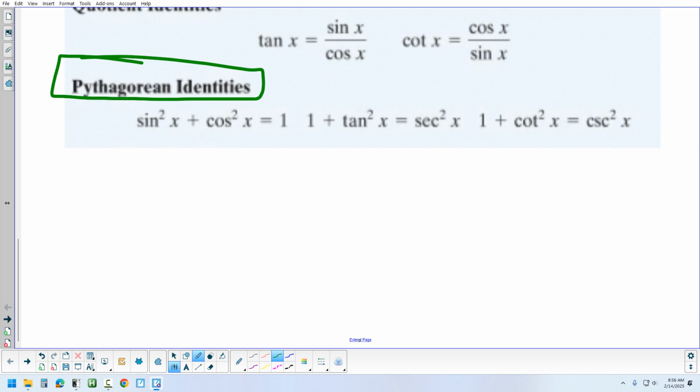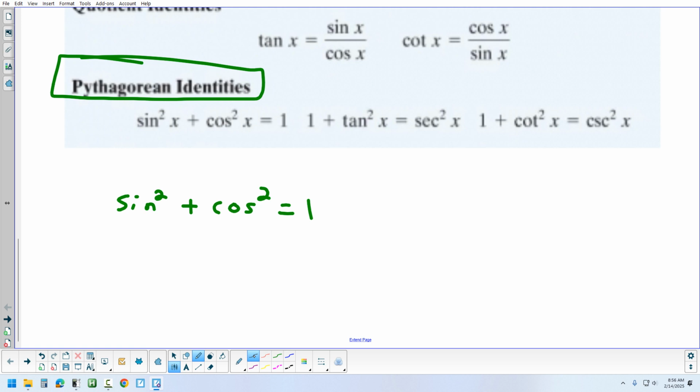So the first one is sine squared plus cosine squared equals 1. The next one is 1 plus tangent squared equals secant squared. And the last one is 1 plus cotangent squared equals cosecant squared. Now, you really only have to remember the first one. Sine squared plus cosine squared equals 1.